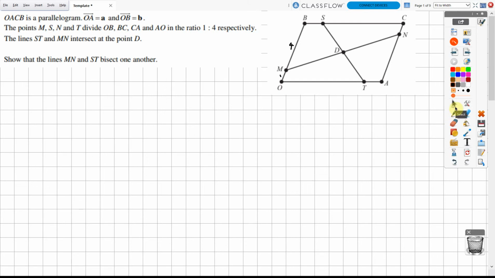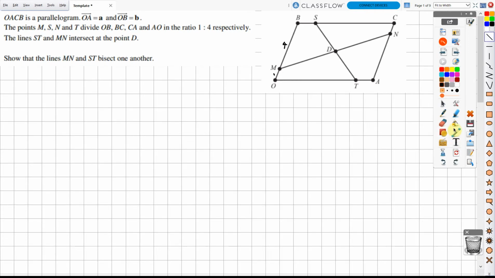We have here an interesting problem to do with vectors. OACB is a parallelogram. OA equals a, OB equals b, and the points M, S, N and T divide these longer edges in the ratio 1:4 respectively. The lines ST and MN intersect at D, fair enough. Show that these lines, MN and ST, bisect one another.